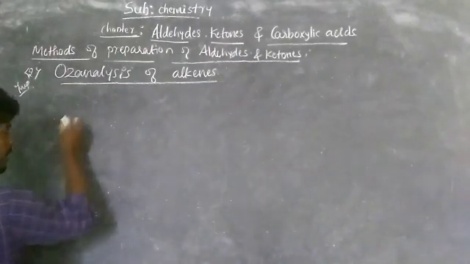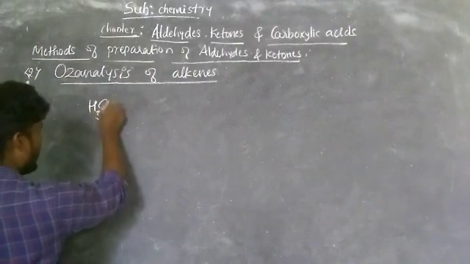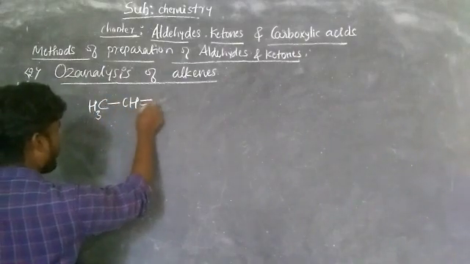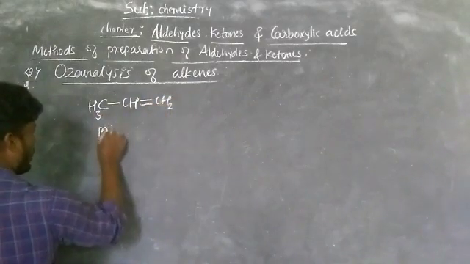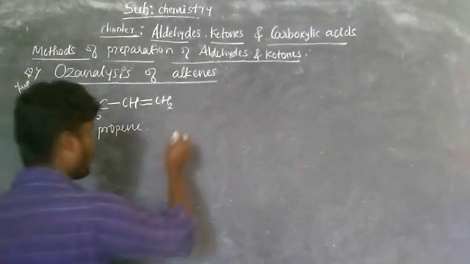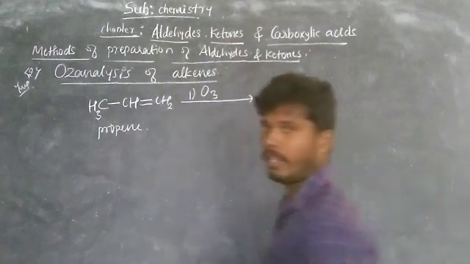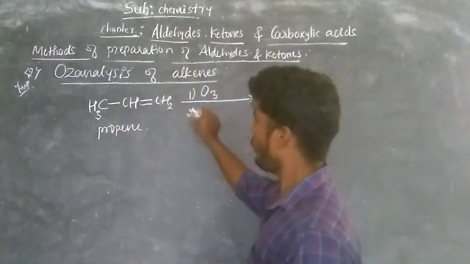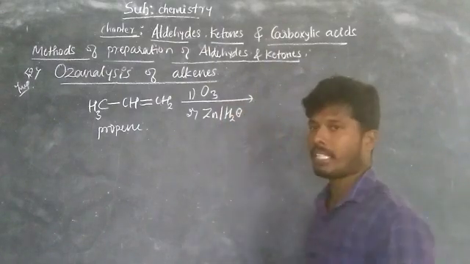Next example, take propene. Propene means CH3-CH=CH2. 1, 2, 3, that is propene, or 1-propene. So this propene, in the first step we are treating with ozone, O3, and in the second step we are treating with zinc dust in water.